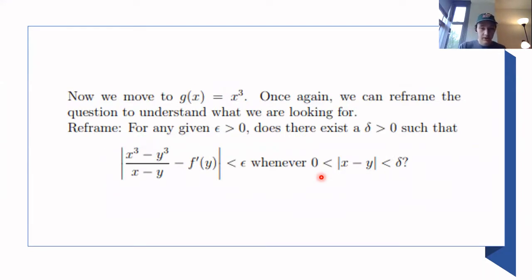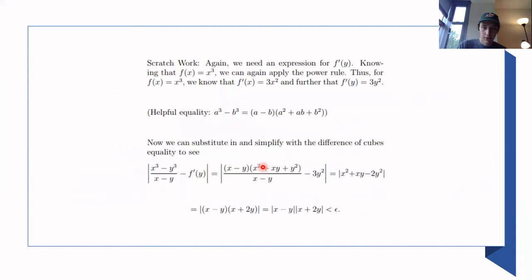And so we reframe this again, and we see a very similar implication just with x cubed and y cubed. So again, we need an expression for f prime of y. And again, we can use the power rule from the same example and see that f prime of y is going to be 3y squared. So a helpful equality here is going to be the difference of cubes. A little tricky, but we can use that to help simplify in this situation.